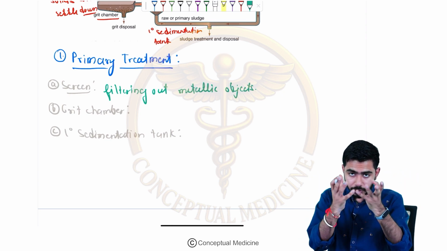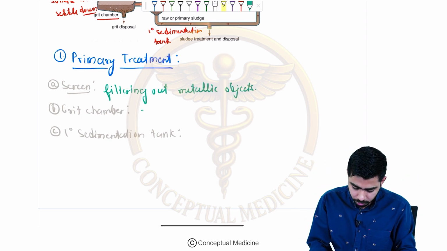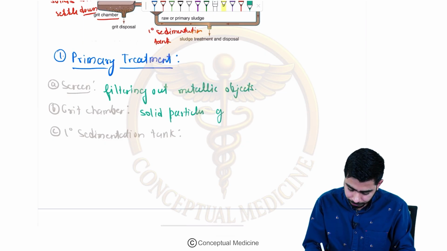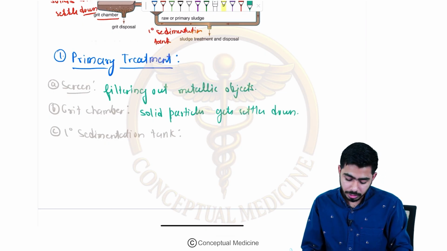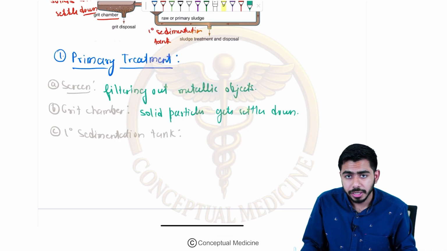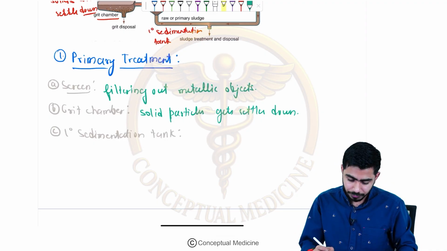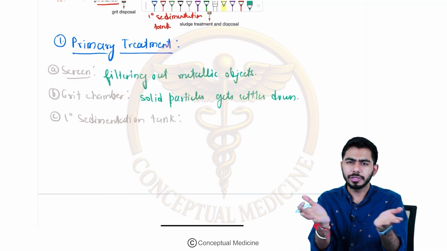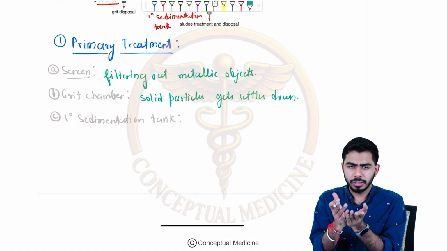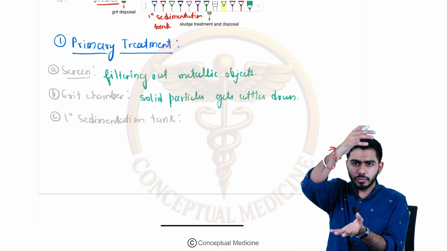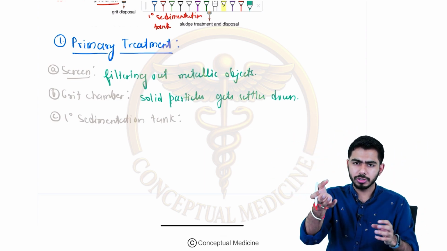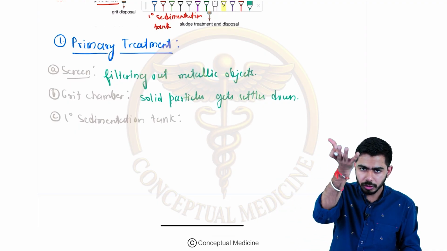Whatever solid particles were present over there, they will be settling down in the grid chamber, and then finally it will be going through the primary sedimentation tank. What will happen over there? The sewage will be staying for around 6 to 8 hours, and during that process the scum will be floating over the surface of the water, right? That is the grease kind of thing that will be floating, because it becomes lighter in weight, and that's how it will be coming over the surface of the water.